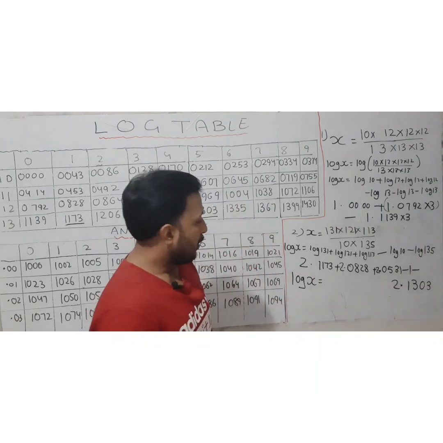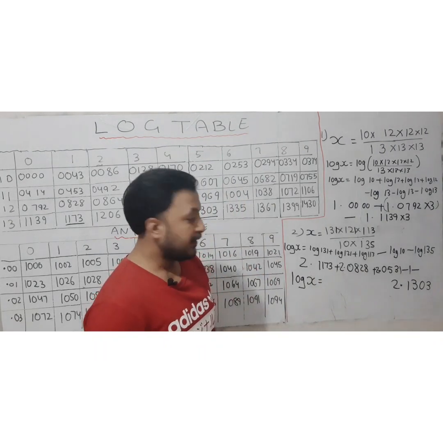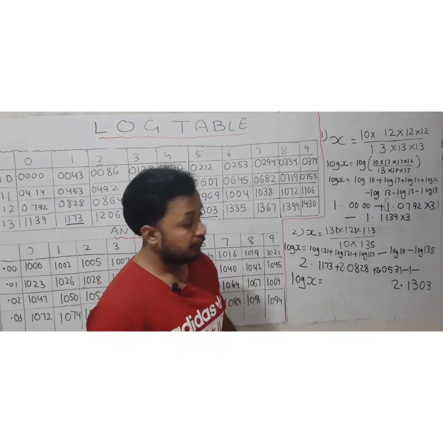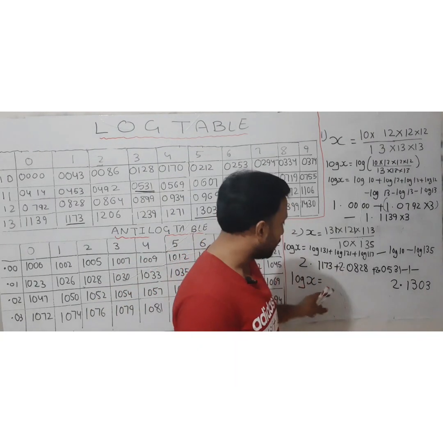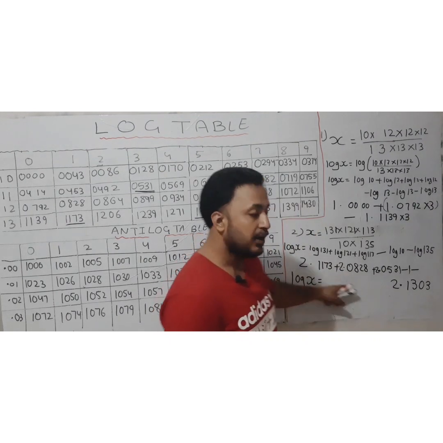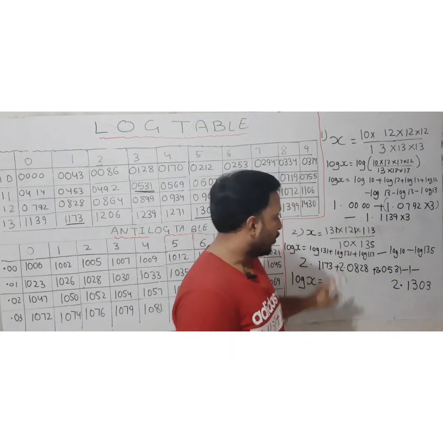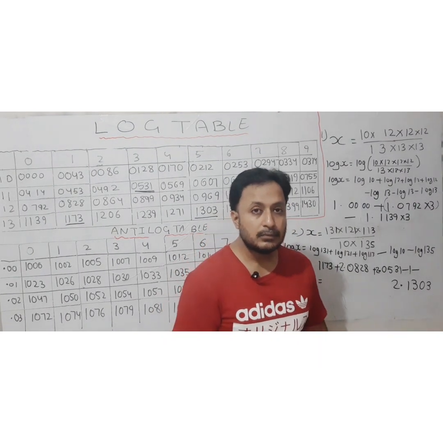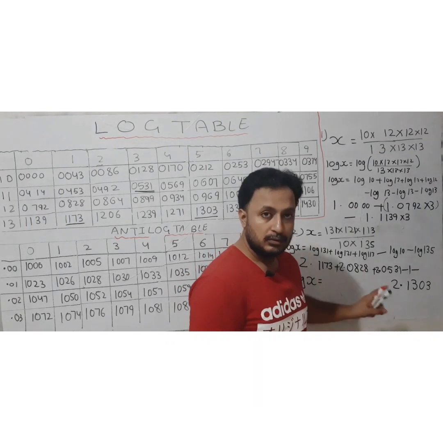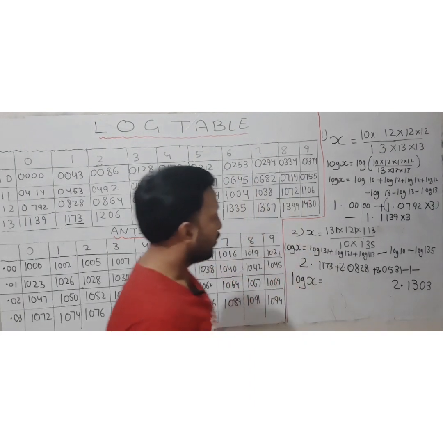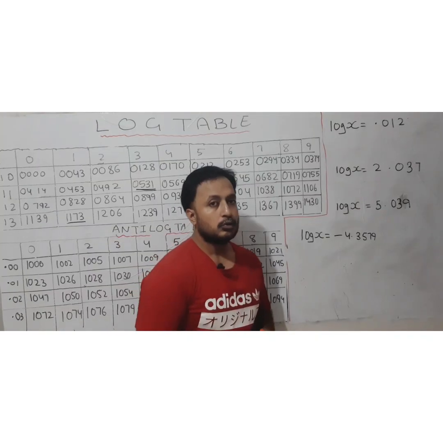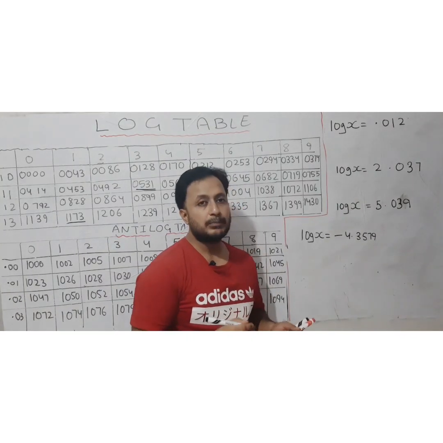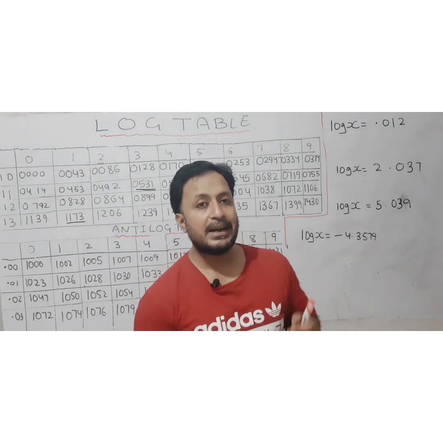Okay, after that, because you need to find x, you have to take the anti-log. When you take anti-log on both sides, the log will be cancelled, and you have to take the anti-log of the value which will be coming here. Okay, so how we are going to see the anti-log, that we are going to see now. Now we are going to see how to apply anti-log. So students, now we are going to see some examples where we have to use the anti-log.